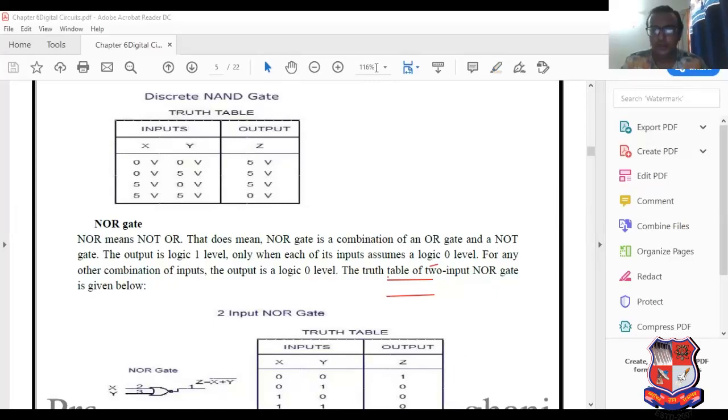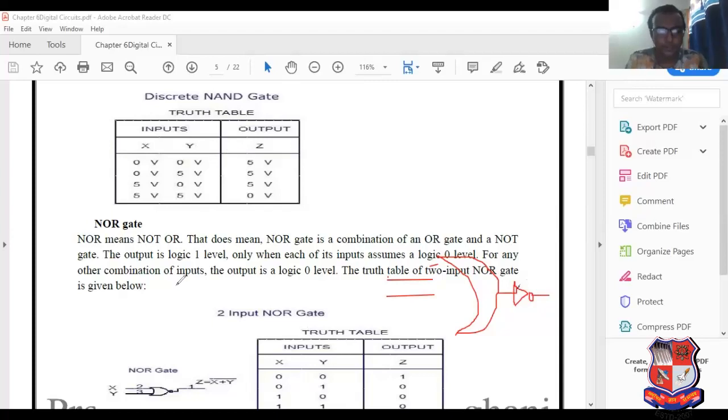It is known as OR gate, and the output of OR can be applied to NOT. So OR plus NOT.